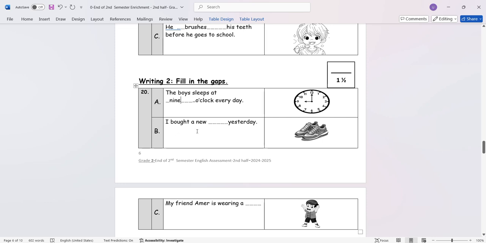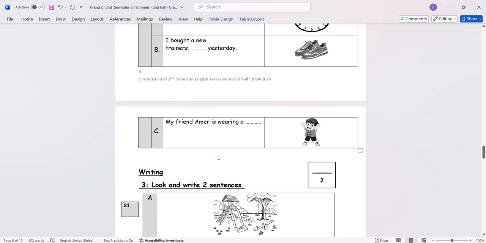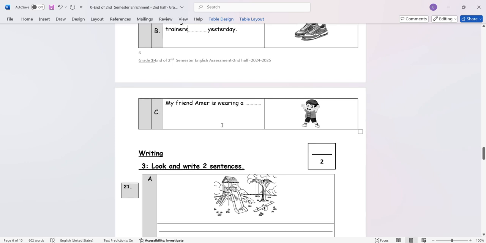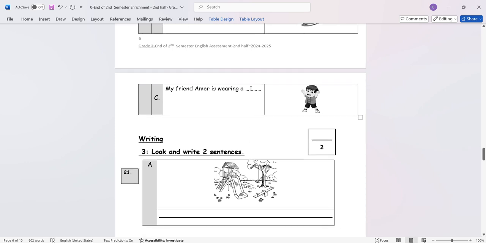And we look at the picture in B. I bought a new, what we can see here, we can see trainers. I bought new trainers yesterday. And we move to C. My friend Amir is wearing what? He's wearing a short.